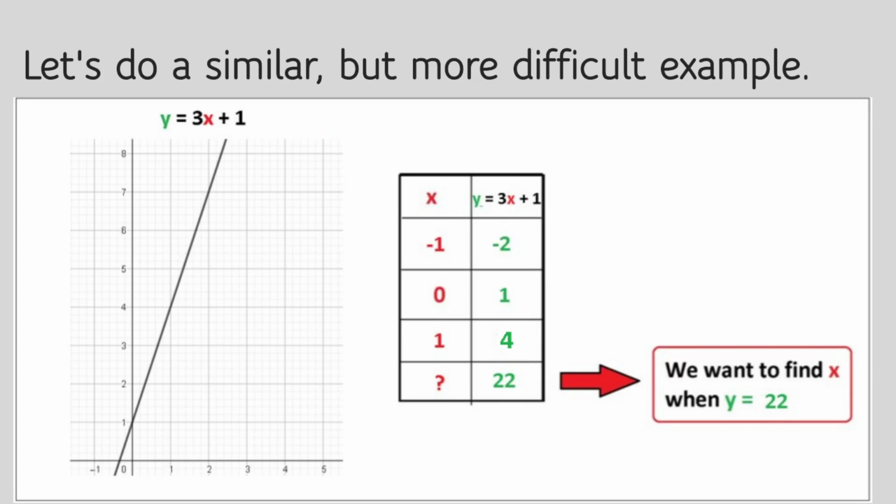So now we're going to do a similar but a little bit harder problem. We're going to add a Y-intercept into the mix, right? So remember we said this was our Y-intercept. Notice it's going through the Y-axis right here. So again, I gave you a table, and I said, okay, let's find what this number is. We want to find x when y is 22.